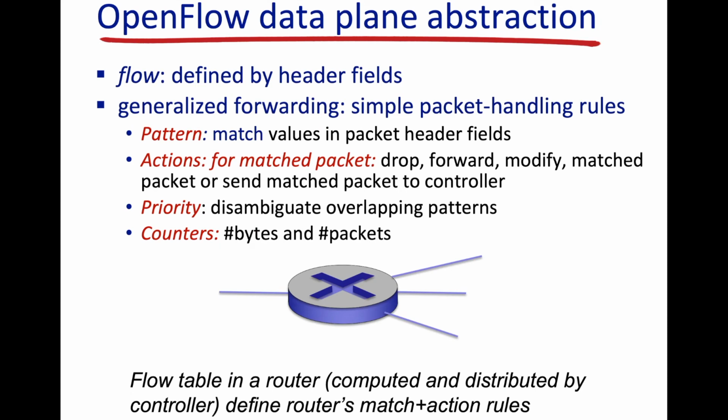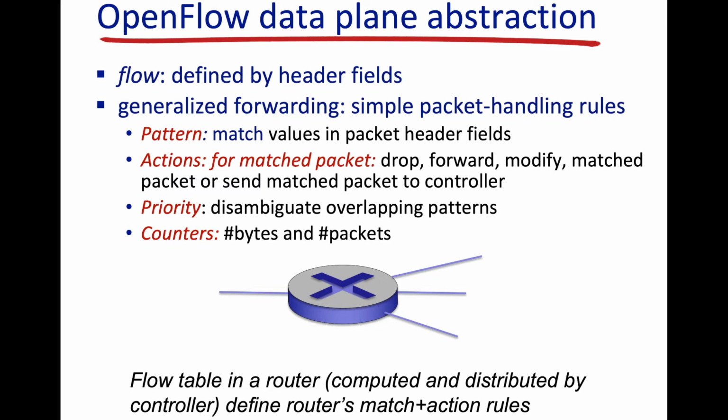And so a flow is defined by a set of header fields. And a set of header fields implements through the action what's called generalized forwarding, a set of simple packet handling rules. So we have a pattern, and this pattern is used to match values in packet header fields. And I'll describe what those fields are. They span from the link layer to the network layer headers, as well as to the port number information in the transport layer.